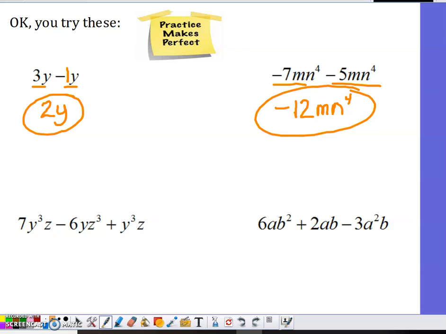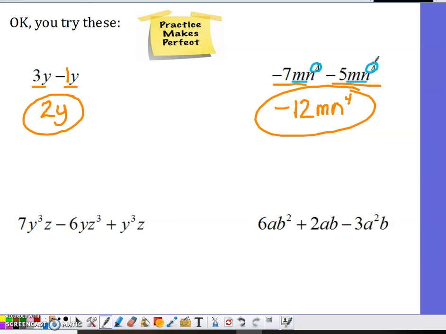Looking at this second one here, we check, do they have the same variables? Yep, they both have an m and an n, and both of their n's are raised to the 4th power. So those are considered like terms. So we take negative 7 minus 5. That gives us a negative 12. My variables and exponents do not change when I combine like terms, so it's still an mn to the 4th.